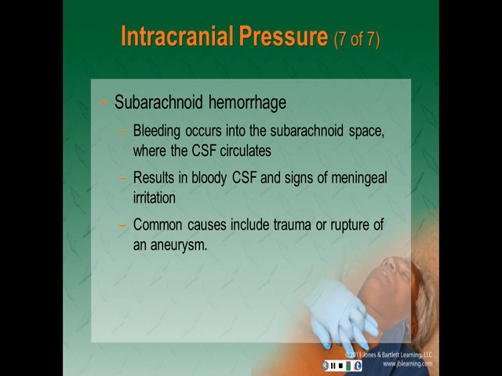A subarachnoid hemorrhage is bleeding that occurs into the subarachnoid space where the CSF circulates. It results in bloody CSF and signs of meningeal irritation, and common causes include trauma or rupture of an aneurysm. A sudden severe subarachnoid hematoma usually results in death.